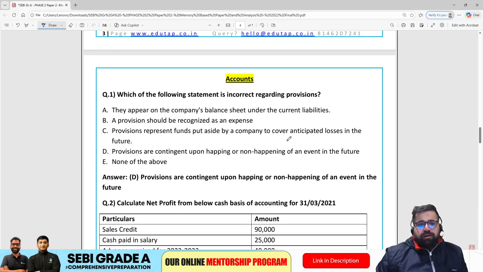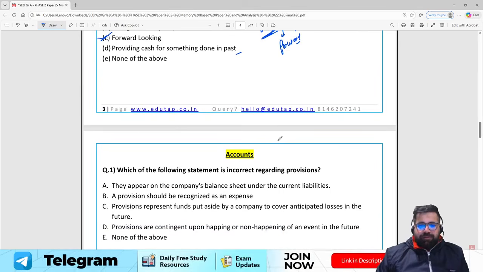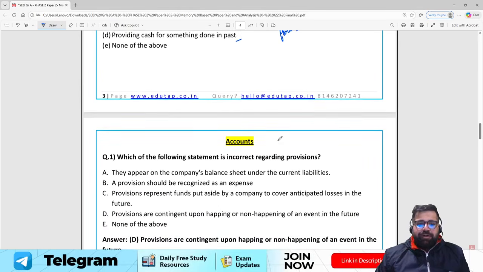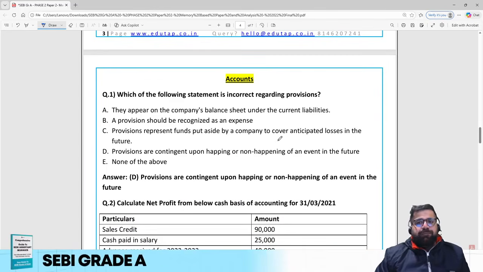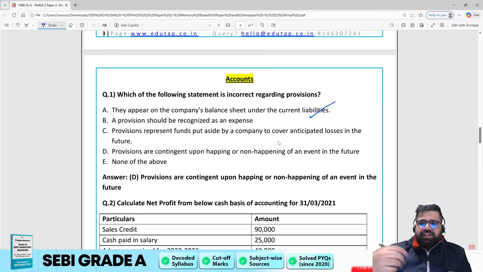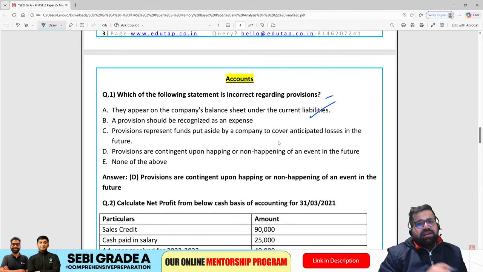Question number 1 says, oh, you can see the answer, so I will hide it. Don't worry, I think there is some mistake in making the PDF. The answers are already given, but don't worry, you can solve with me. Which of the following statements is incorrect regarding the provisions? They appear on the company balance sheet under current liability. Yes, they do. We have this balance sheet structure and you write provision for dividends, provision for warranties, provision for bad debts as your current liability.